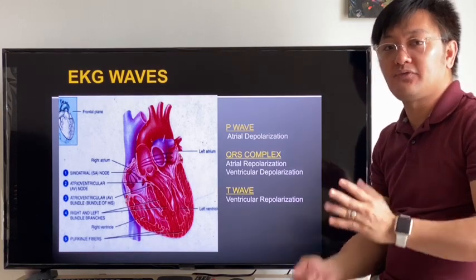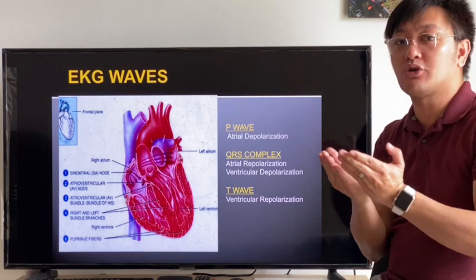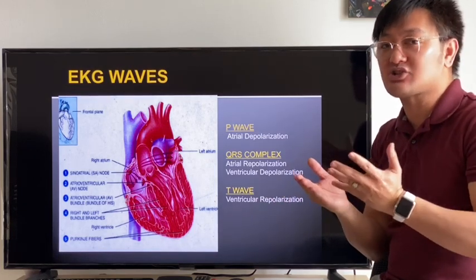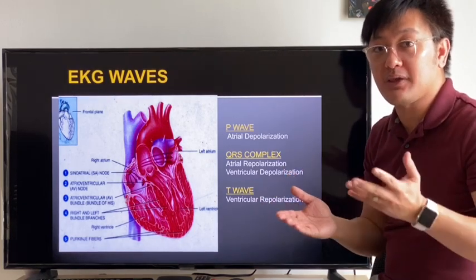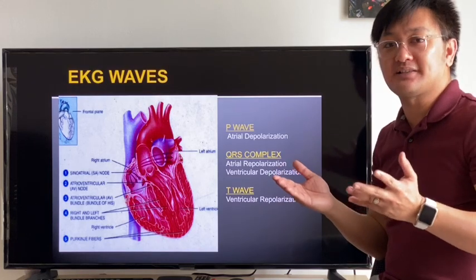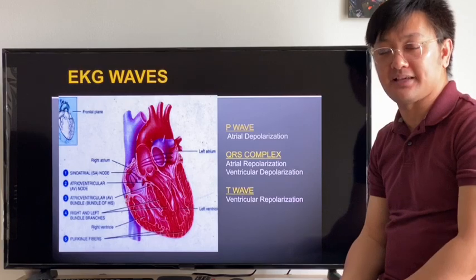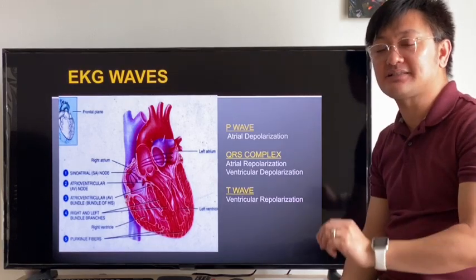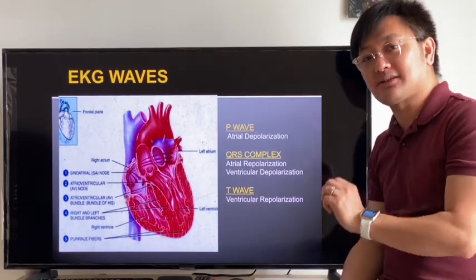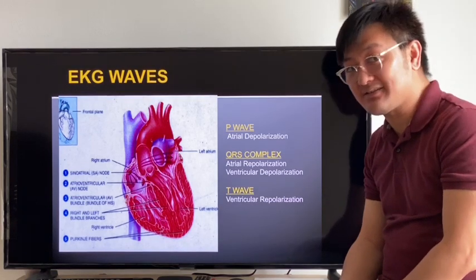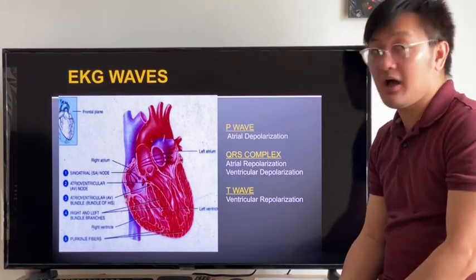That is why if you're going to read the ECG and you want to know if there's an existing atrial problem, look for the P wave. If you want to know if there is an existing problem in the ventricles of the patient, look for the QRS complex, because the P wave represents atrial activity and the QRS complex represents ventricular activity. Okay, make sense? I hope so.